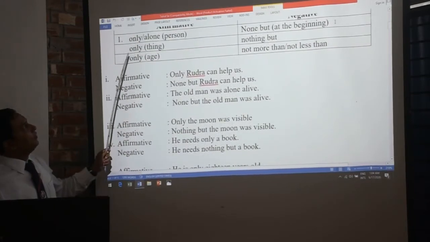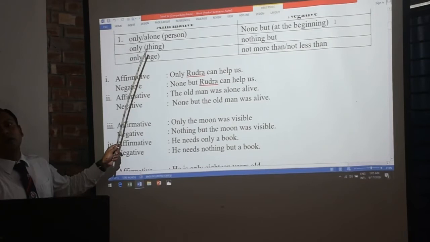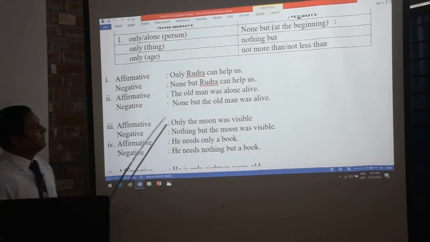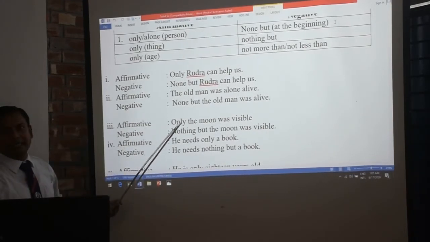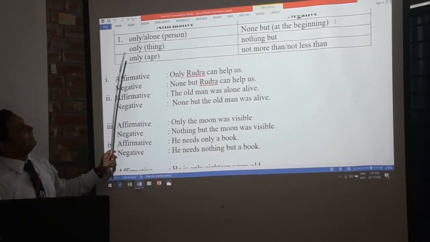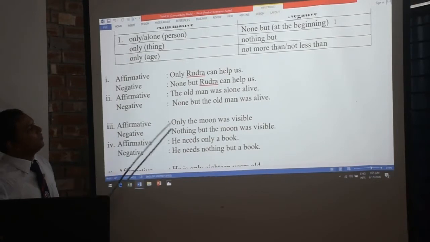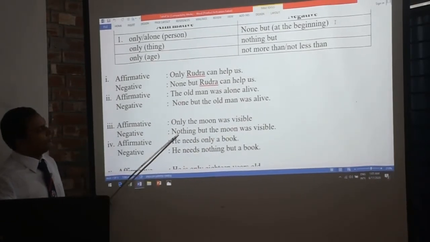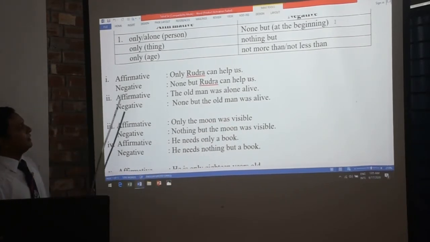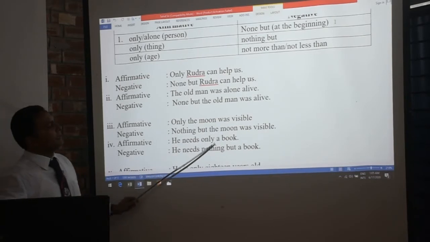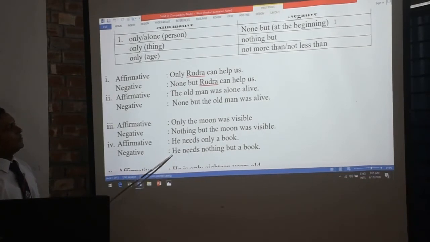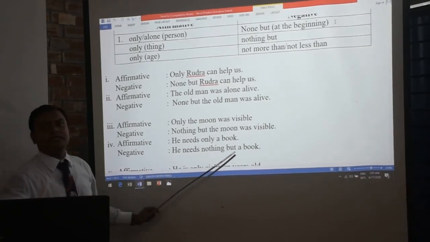But if only means thing or object, only will be replaced by nothing but. See the sentence, only the moon was visible. Here moon is an object, so it means a thing. That is why only will be replaced by nothing but. So the answer will be nothing but the moon was visible. In the next sentence, he needs only a book. Book means an object or a thing, so the answer will be he needs nothing but a book.